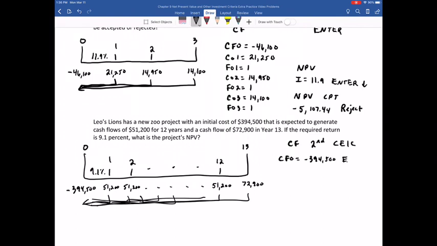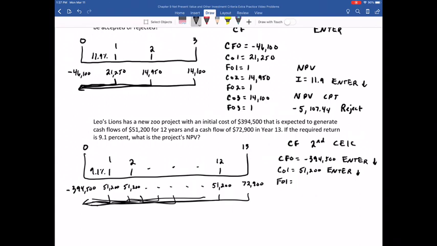Once again, I need to hit enter to store this, and then I push the down arrow, and I should see CO1. CO1 is that first group of cash flows. In this case, it is $51,200. When I hit enter and push the down arrow, then I see F01. F01 again represents the frequency that cash flow occurs consecutively. In the previous problem, all of our cash flows occurred once.